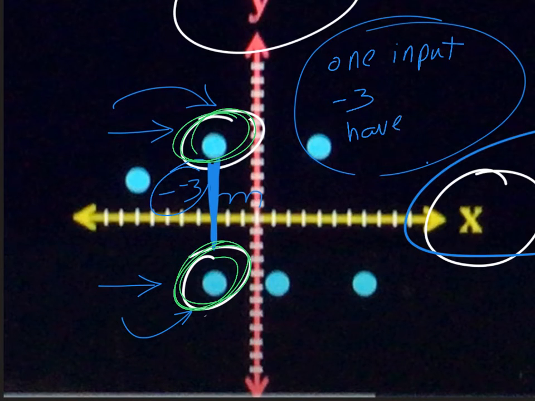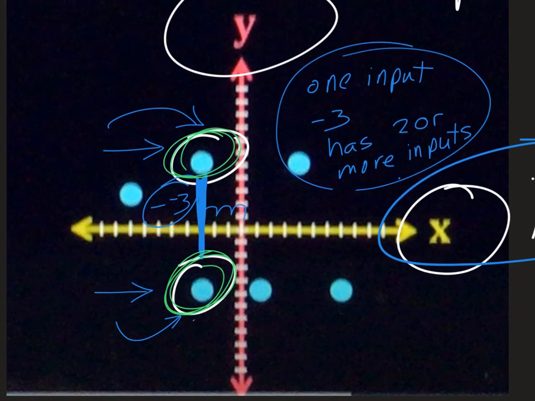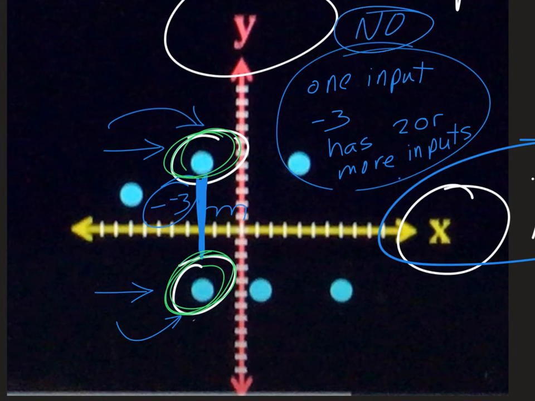One input has two or more outputs. I shouldn't say "have," that's really bad English grammar, sorry. So that's another way. You know how in math people always like to say the same thing like eight different ways. So that's another way that we might explain why this fails the vertical line test, and again, why it's not a function. But the overall reason is still the same, that no, this is definitely not a function.